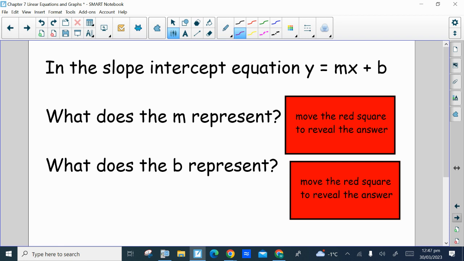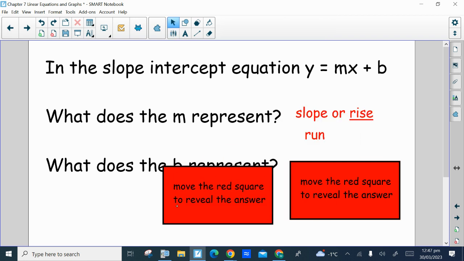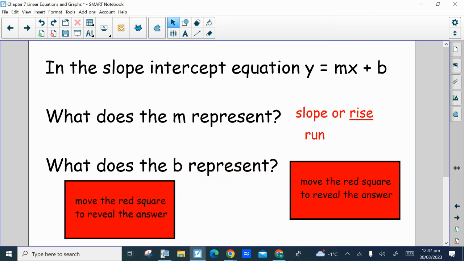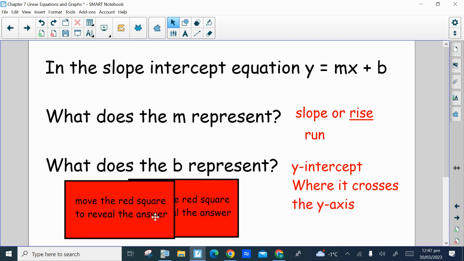So in the slope-intercept form, that is the equation y equals mx plus b. Remember that m tells you the slope. It's the rise over the run. And b tells you the y-intercept, which is where the graph crosses the y-axis. So again, m is the slope, which is rise over run. And b tells you the y-intercept. It's where the graph crosses the y-axis.